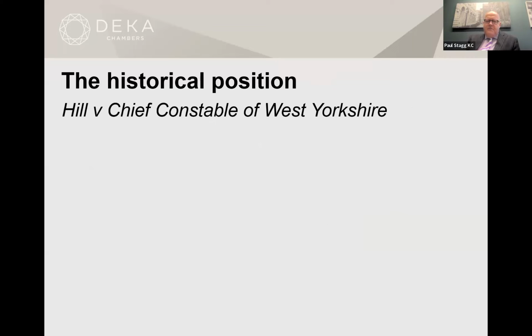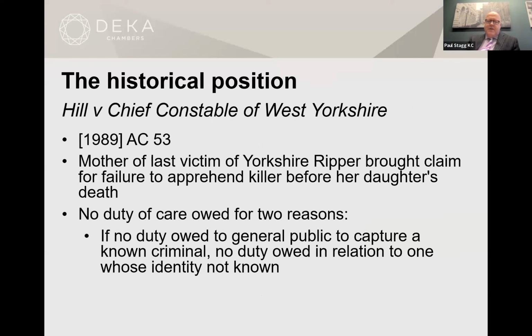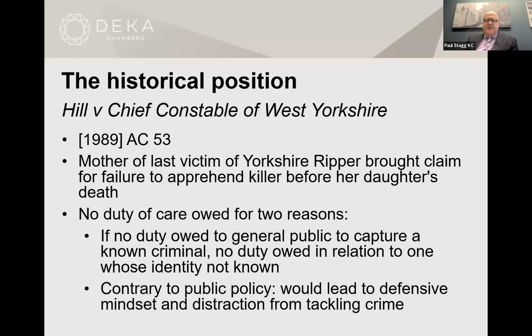I'm going to start with briefly reminding ourselves of the case of Hill. That was about the Yorkshire Ripper, for those of us old enough to remember those tragedies. The mother of the final victim brought a claim against West Yorkshire Police for failing to apprehend Peter Sutcliffe before her daughter's death. The House of Lords confirmed that no duty of care was owed for two reasons. Firstly, that if there was no duty owed to the general public to capture a known criminal, there was no duty owed in relation to one like Sutcliffe, whose identity was not known. And secondly, and this is what led to some difficulty, it was contrary to public policy for a duty to be owed because it would lead to a defensive mindset and distraction from tackling crime.